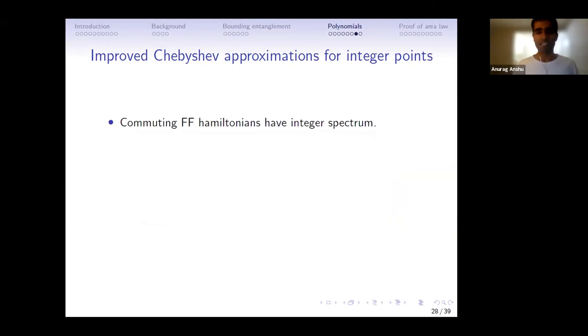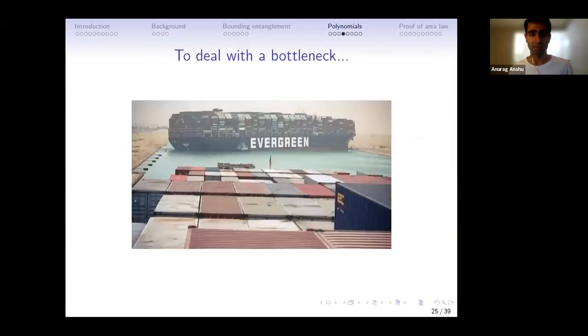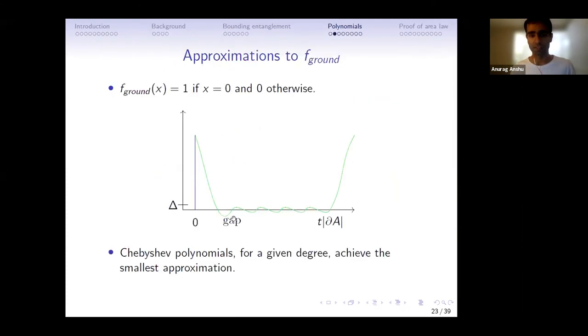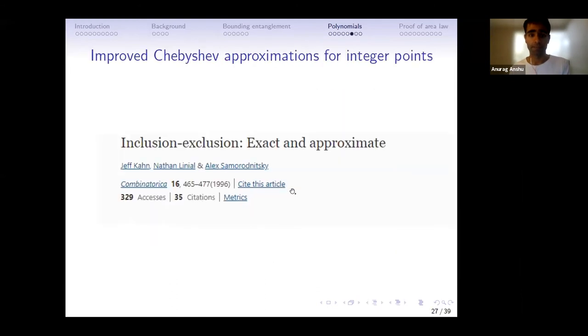It turns out, which I didn't mention earlier, that if you have commuting Hamiltonians, then they have an integer spectrum, just like classical constraint satisfaction. If I have classical constraints, like the AND of a collection of variables, for example, then the spectrum of such a Hamiltonian will be integer. It won't be continuous like in this picture over here. So for a quantum Hamiltonian, the spectrum will be continuous, but for a commuting Hamiltonian or even a classical Hamiltonian, the spectrum will be discrete, on integer points.